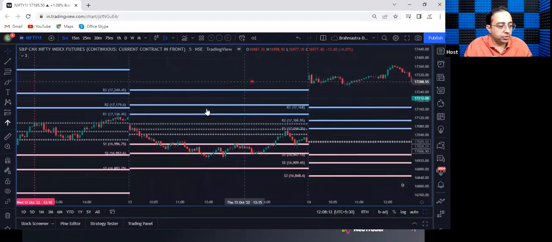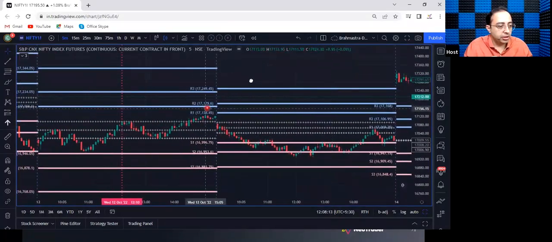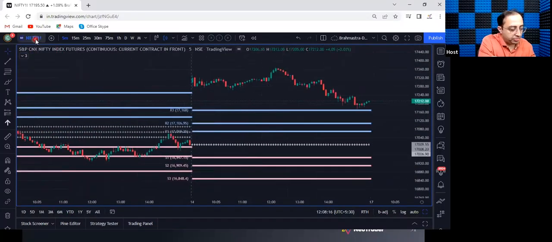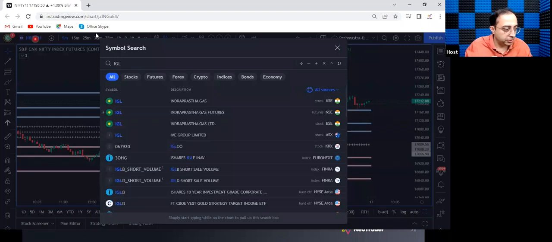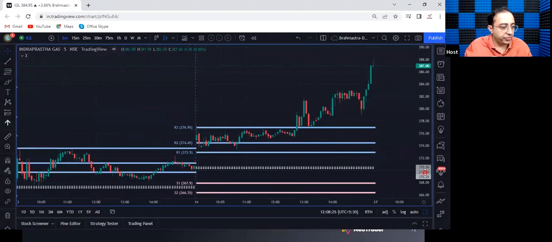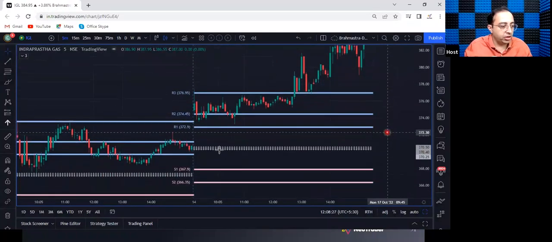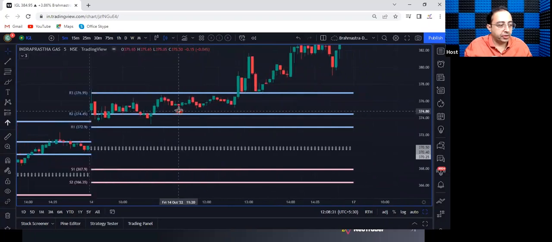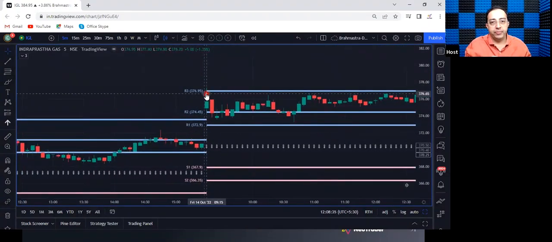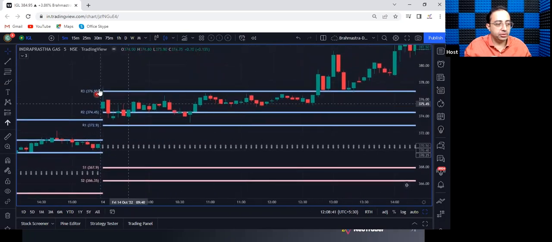Now, let's check out some stocks here. You can see here that there was a narrow CPR and prices open directly at R3. If prices open directly at R3, you can see the power of R3.